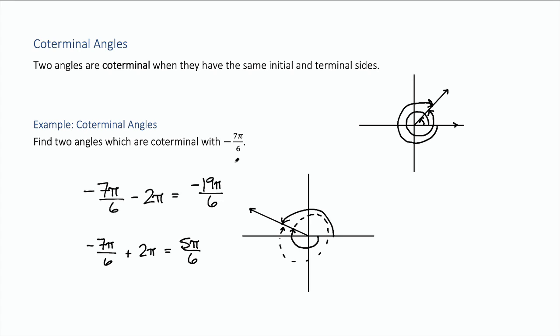And of course, there are an infinite number of angles that are coterminal with that. You can just keep adding 2 pi as many times as you want, or subtracting 2 pi as many times as you want.